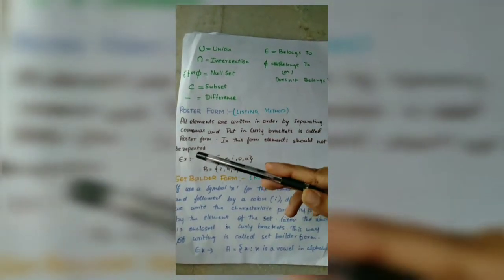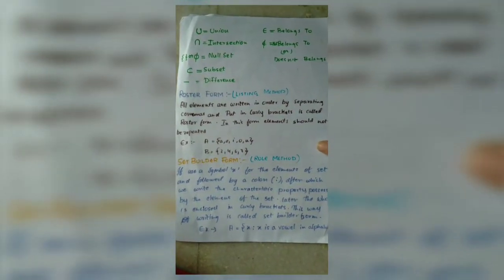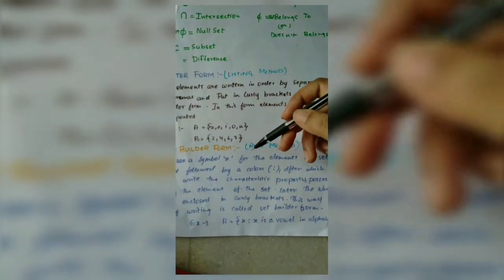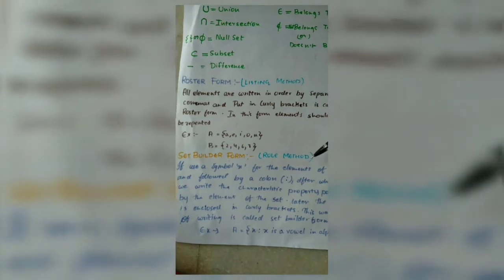In this form, elements should not be repeated again and again. And the second one is set builder form. Set builder form is also known as the rule method.